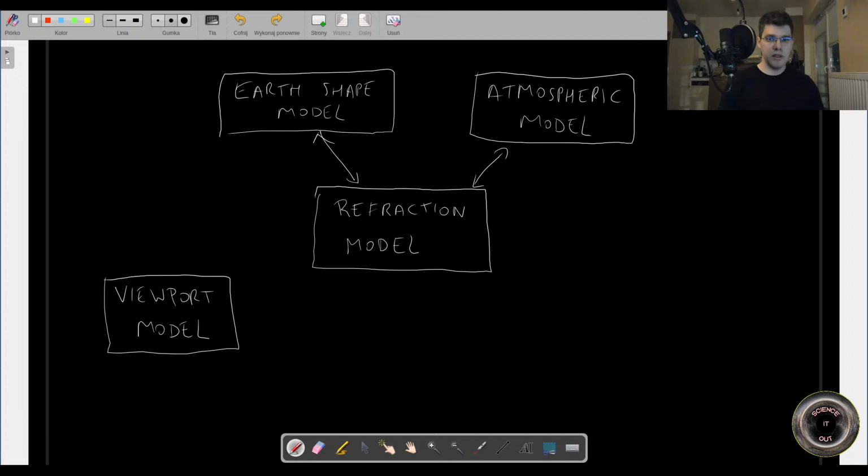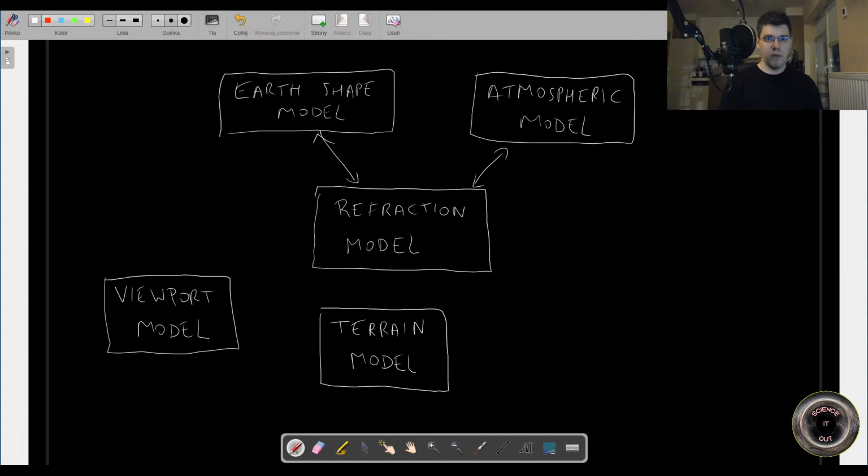Then there is the terrain model, so we need to have some terrain. In order to even generate a panorama of actual mountains or basically actual geographical features, we need to have some data about what is there in the world, right? What is the terrain elevation in different places. So there is a whole part of the simulator dedicated to that.